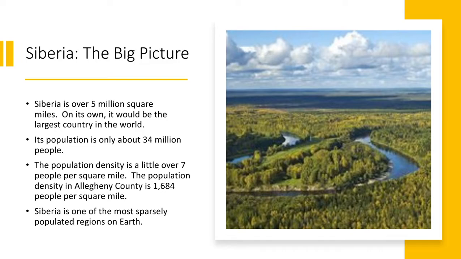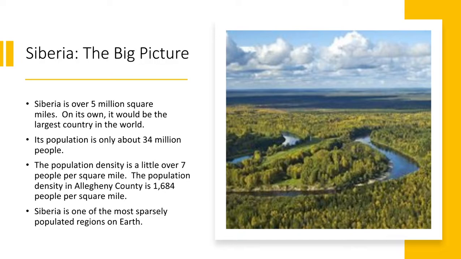Now, that said, even though it's so huge, it's only got a population of about 34 million people in this massive 5 million square mile area. That means that the population density, like how many people live in a square mile, is only about 7 to 8 people per square mile. That makes it one of the most sparsely populated regions in the world.